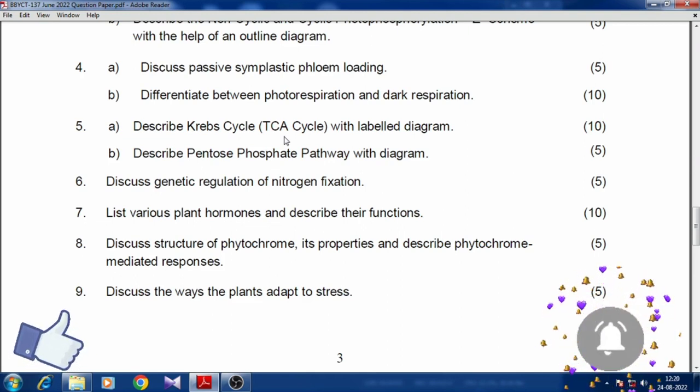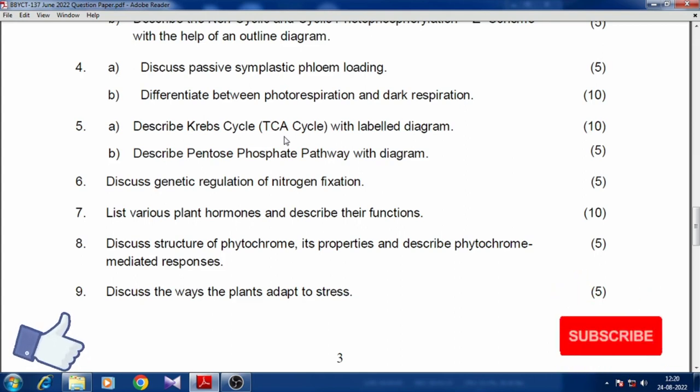List various plant hormones and describe their functions. Describe the structure of a phytochrome, its properties, and describe the phytochrome-mediated responses. Discuss the ways the plants adapt to stress.